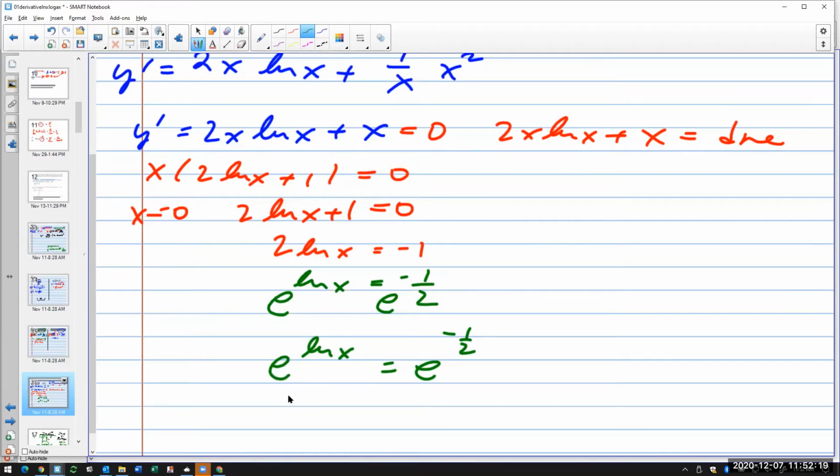Now I'm still trying to find x. So remember I told you if you log a tree, the cat falls out? Well, it turns out if you tree a log, the cat falls out too. So e to ln, guess what falls out? X. So x is equal to e to the negative 1/2.